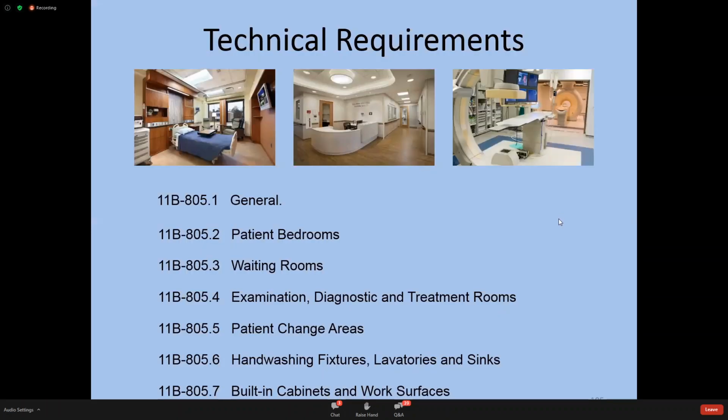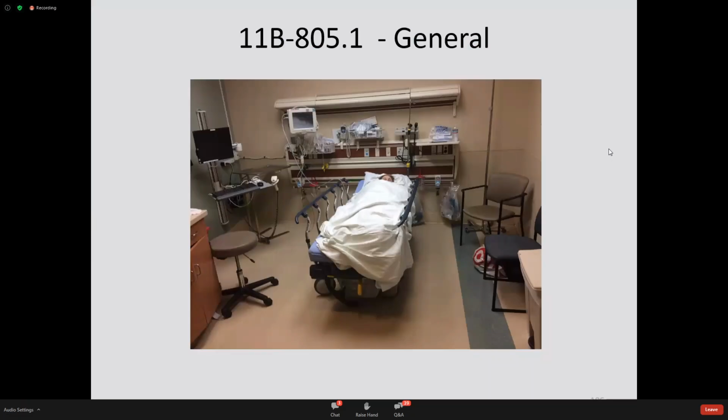So this is the technical requirements from 11B 805. We've been referring all morning to the technical requirements that we're going to talk about in the afternoon. This is that time. So there's 7 subsections as shown on screen. This first one is general.